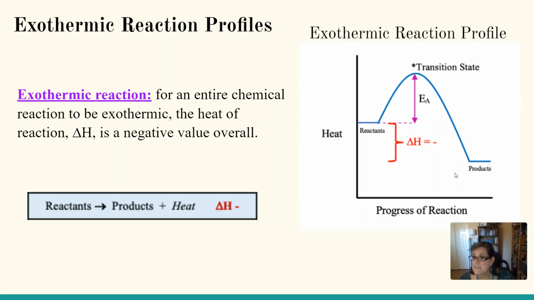The transition state is still the top of the energy hill, right? That's where the reaction is halfway done. So it's a high energy, intermediate process up there, that transition state. The activation energy is still in pink. It is the height of the hill from the reactants to the top of the transition state. Activation energy is always reactants to the top of the transition state.